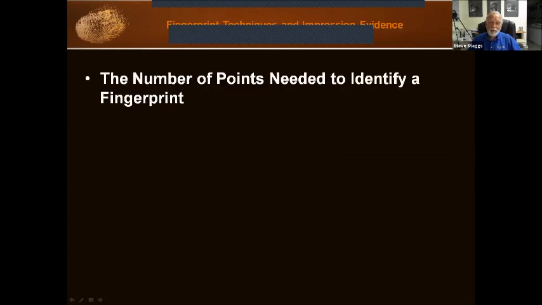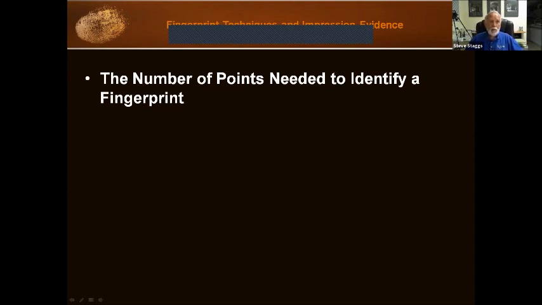Well, that being said, how many points do we actually need? There is no international standard for the number of points of identification required for a match between two fingerprints. Now, if you look at some other countries, you will find that some countries do have requirements. The last time I checked, the United Kingdom requires a minimum of 16 points for an identification. Australia requires 12 points.